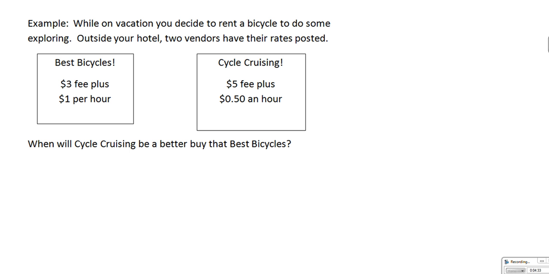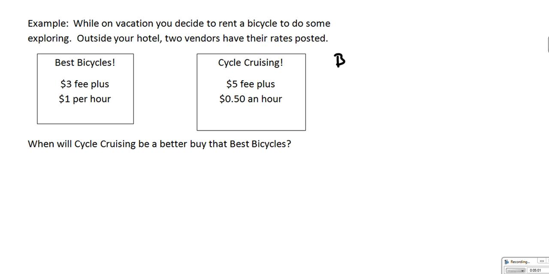So we can tell that if we're not going to rent the bike for very long, Best Bicycle would be the better price because of the lower fee. Whereas if we want to rent the bicycle and take a long day, Cycle Cruising would probably be the better deal because of the lower price per hour. So at what point, how many hours will it be when Cycle Cruising will be the better buy than Best Bicycle? So we've got 2 separate linear functions for each of these vendors.